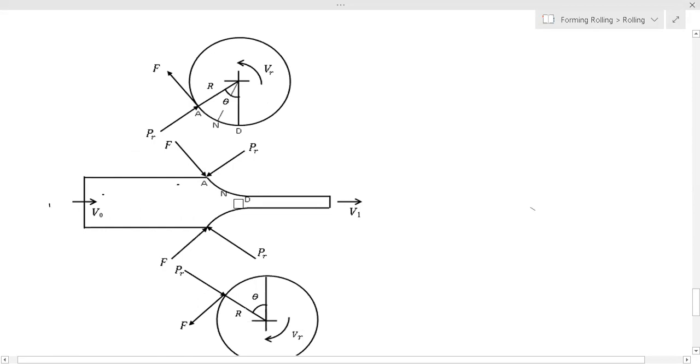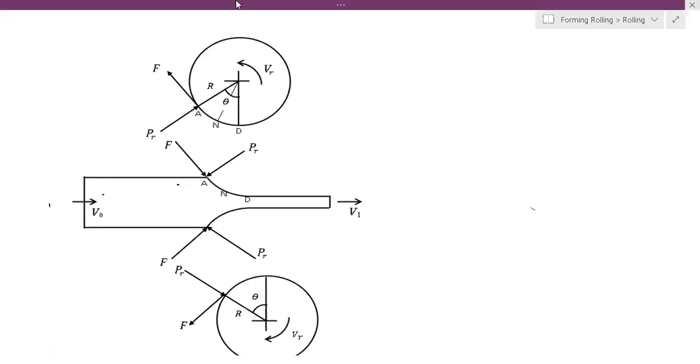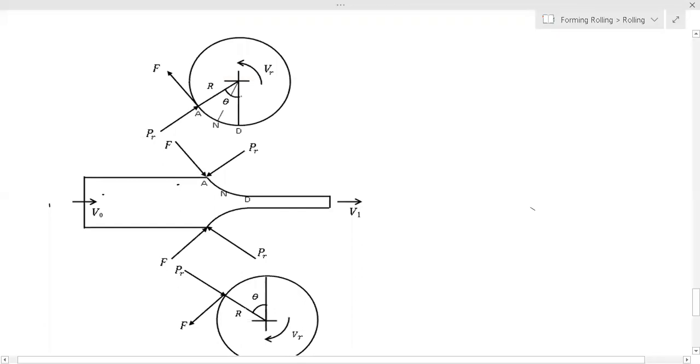I have drawn multiple picture sketches to make you understand. So this is your frictional force. And because there is a contact, there will be a normal force also, or we call it the pressure force. It will always be perpendicular to the frictional force and it will pass through the center.